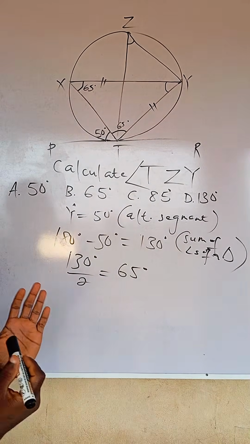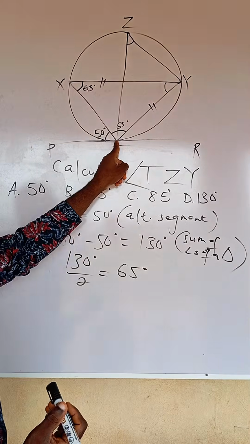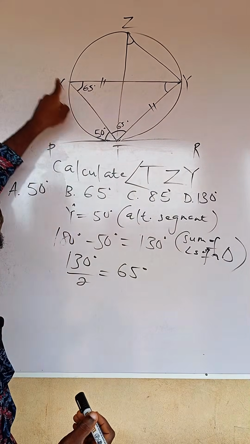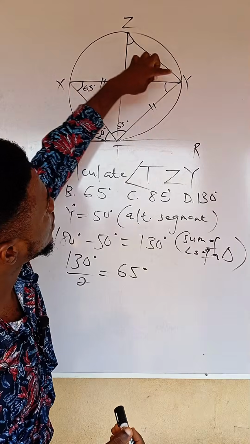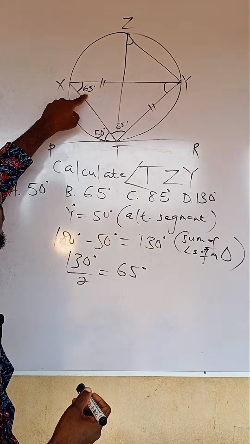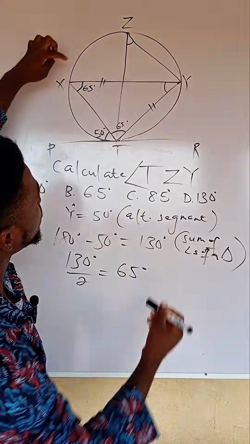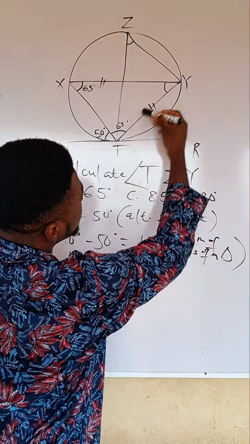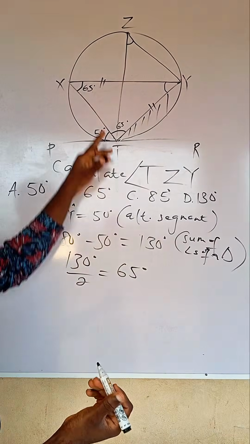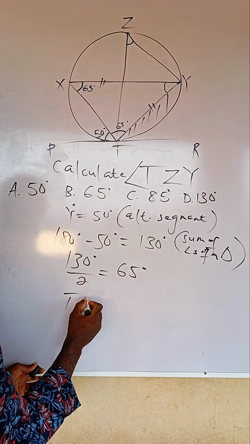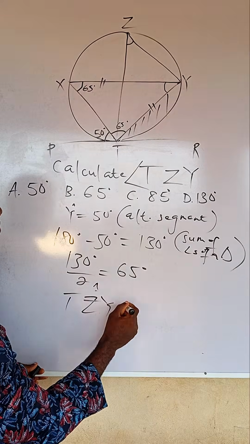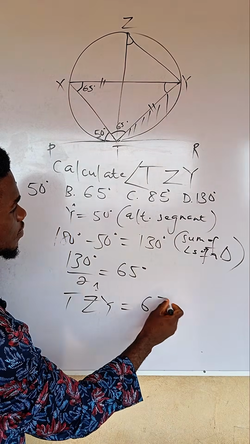Now the best way to do this is, notice that this is a segment and these two triangles, this triangle and this other triangle, have the same segment. They are lying on the same segment. The angle here should be equal to the angle here because both triangles have the same segment. Look at the segments. So that means I can say that my TZY is equal to 65 degrees.